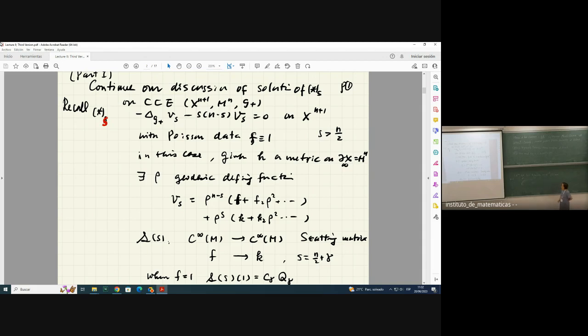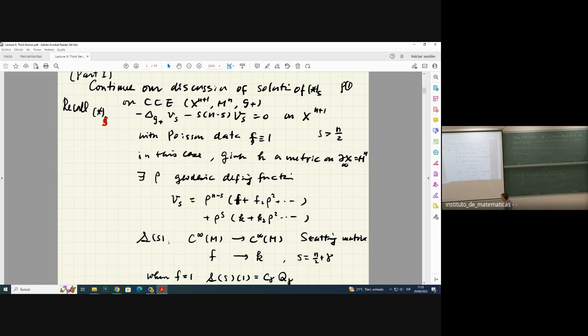A defining function. And this metric restricts to the boundary. I call it H. And since the choice of rho is not unique, this H is defined up to its conformal factor. So we call this the conformal infinity of this conformally compact Einstein manifold.